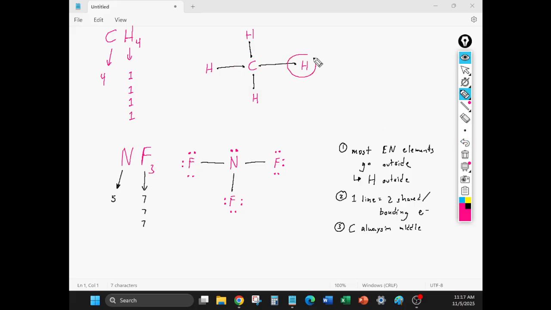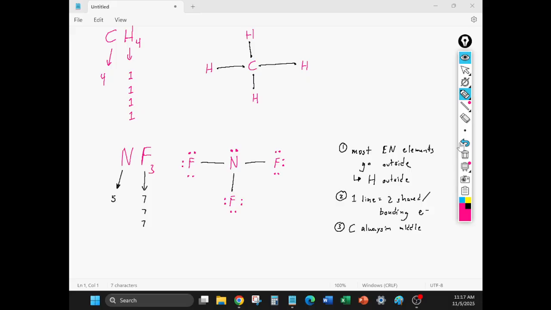And if you look at hydrogen, it has 1 line, which means it has 2. And hydrogen wants to have 2 electrons. Okay? And that's how you draw these structures. That's pretty much the gist of it. We're going to do some more practice just to help you guys out. But any questions on the general idea?